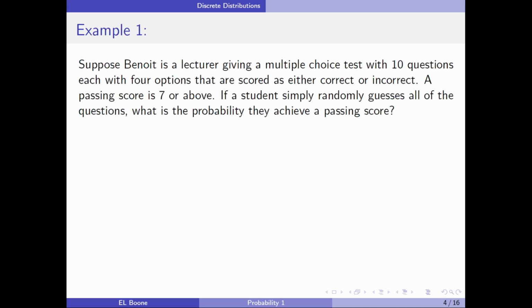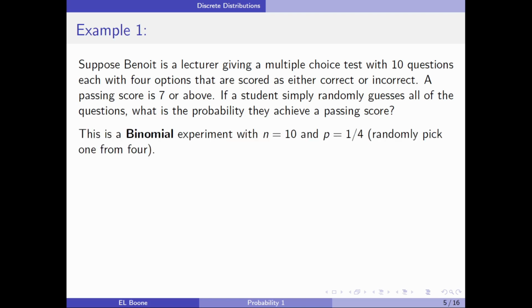All right, so let's look at an example. Suppose Benoit is a lecturer giving a multiple choice test with 10 questions, each with 4 options that are scored as either correct or incorrect. Passing score is 7 or above. If a student simply randomly guesses at all of the questions, what is the probability they achieve a passing score? Well, let's see. What do I know here? Well, I know that there are 10 questions, so there's a limited number of trials, right? So that immediately makes me think binomial, because there's a limited number of trials, n is equal to 10. If they're randomly picking, remember there are 4 options on each question, then randomly picking would be 1/4.